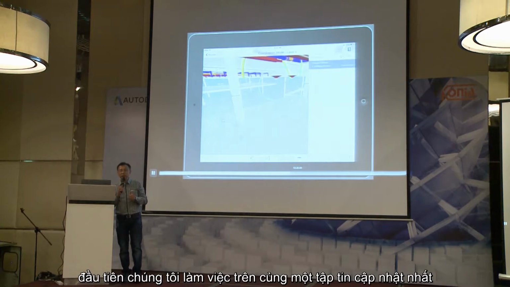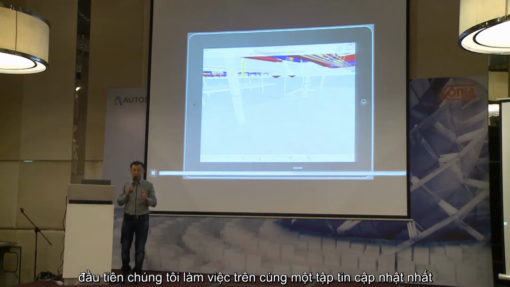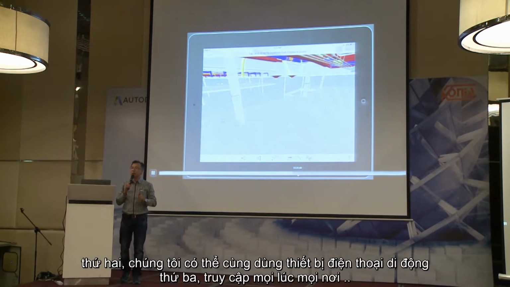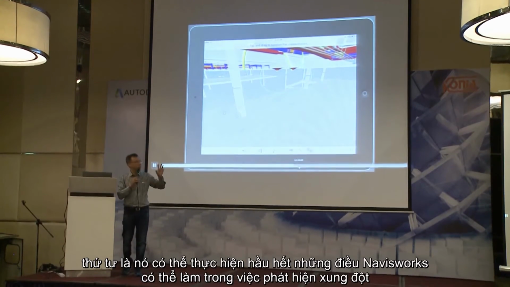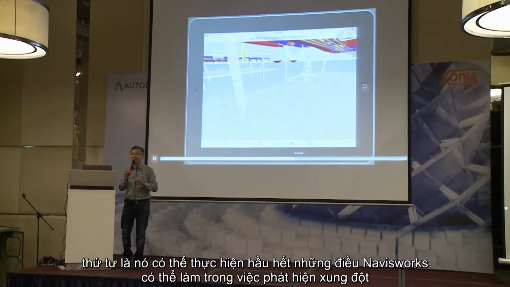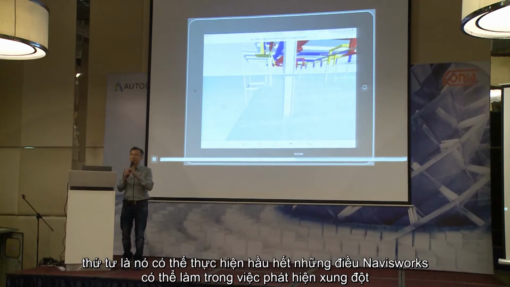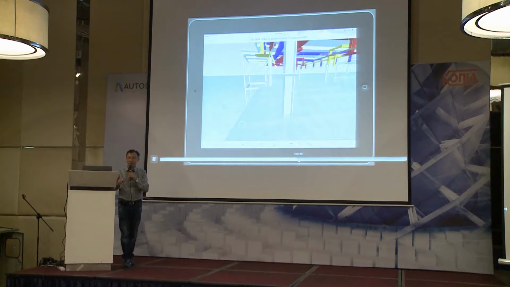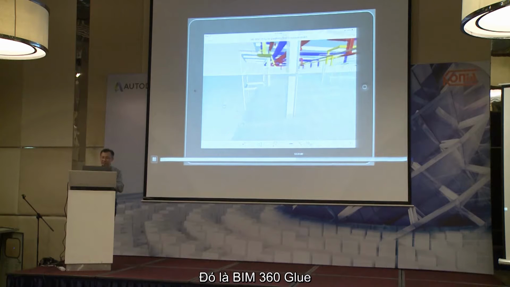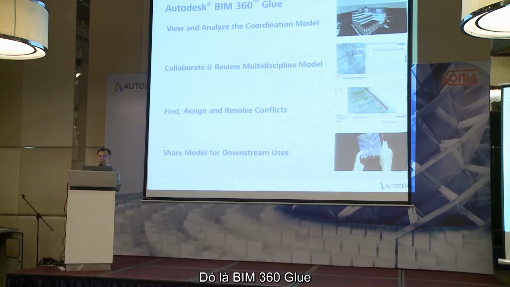First, we work with the same most updated file. Second, we can go mobile. Third, anywhere, anytime. And the fourth is that it does almost the same thing that Navisworks can do, which is clash detection. Okay. That is BIM 360 Glue.